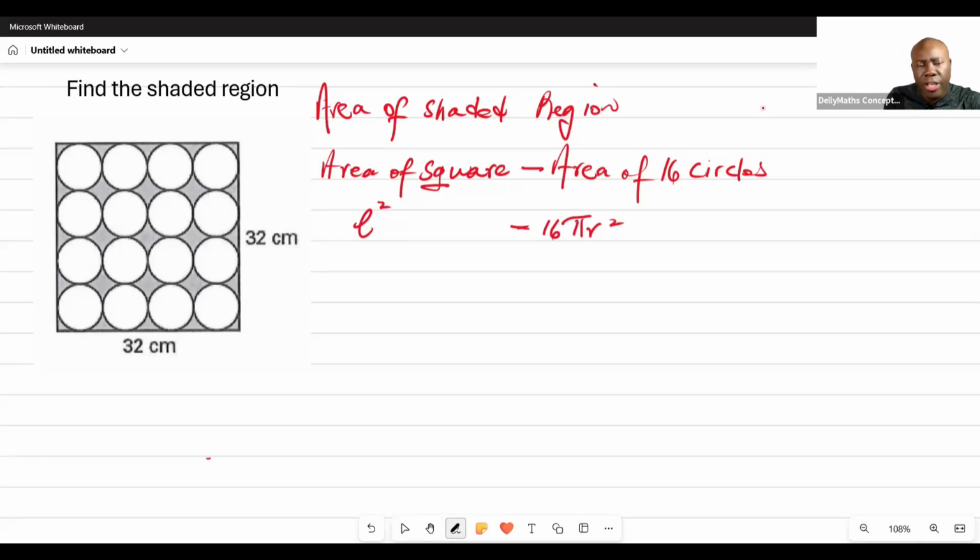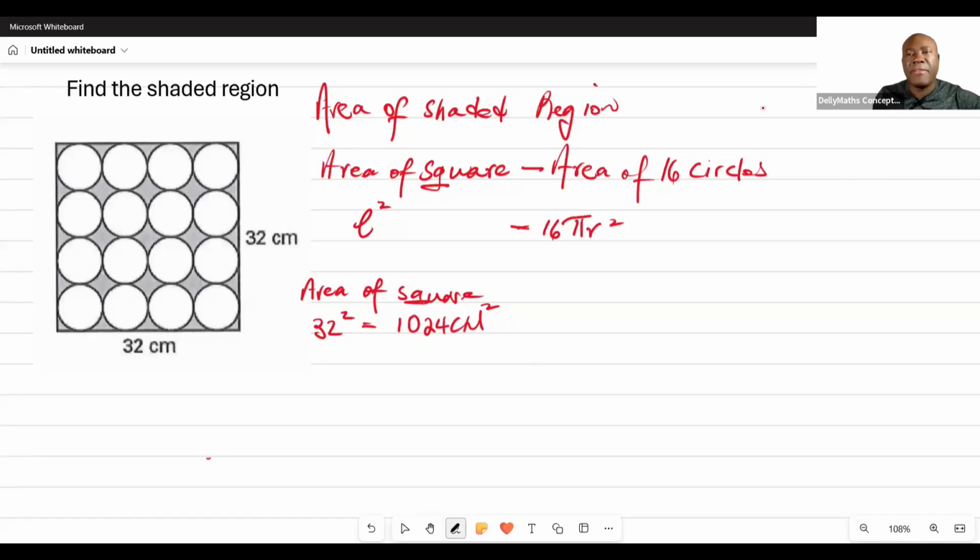Now, let us start off by finding the area of the square. We could simply say it's going to be 32 squared. Multiply 32 by itself, and we're getting 1024 cm squared. So that's the area of the square that we're looking at.